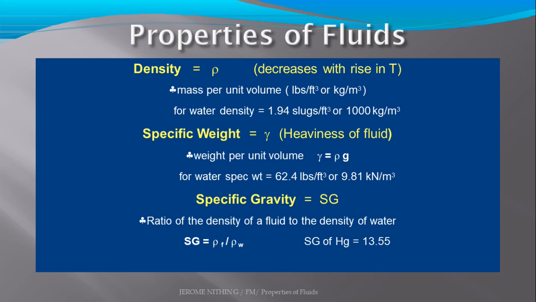Some of the properties, just to have a recap. Density is equal to rho. It decreases with rise in temperature. It is nothing but mass per unit volume. Specific weight is the heaviness of a fluid. It is weight per unit volume. Third one is specific gravity. It is the ratio of density of fluid to the density of water. It is rho F by rho W.